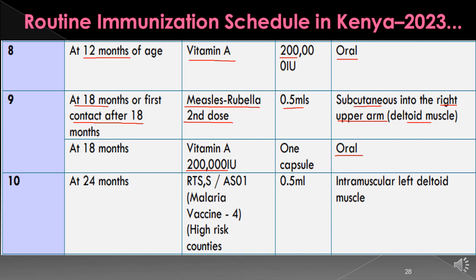Then they go home and they come back at 2 years of age, 24 months. And at this time, if you are in a high-risk malaria zone, they'll be coming back for the 4th dose of malaria vaccine. The dose does not change, the route does not change, and the site does not change. 0.5 ml intramuscularly on the left deltoid muscle. So the 24-month malaria vaccine is only for those children who are residing in the high-risk malaria zone counties.